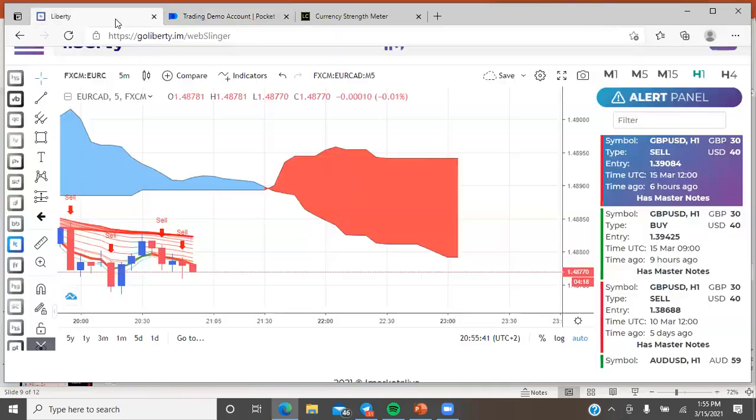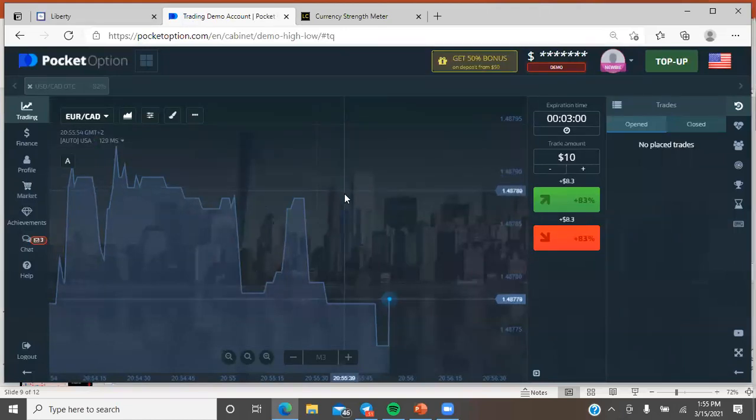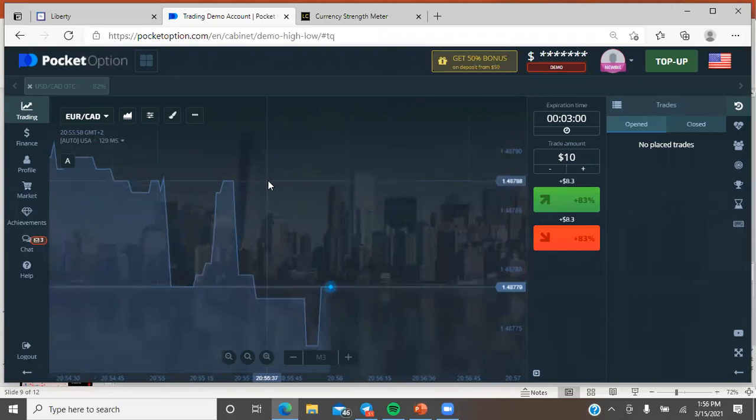Let's see. That's definitely going to drop. What does the strength indicator do? It tells you the dollar currency, if it's weak or strong, if it's actually selling completely or buying, right?